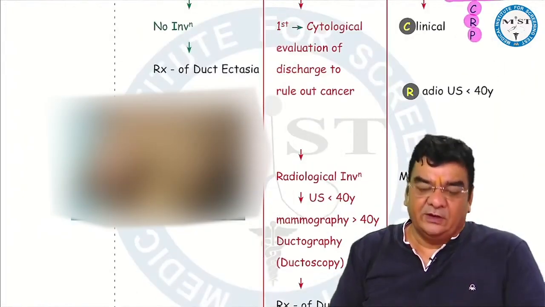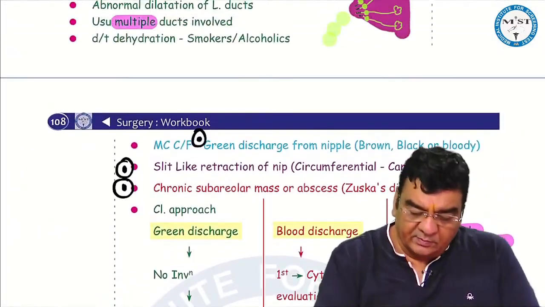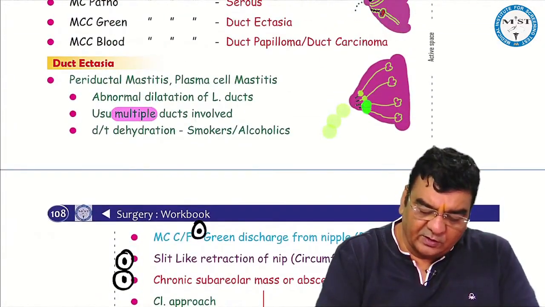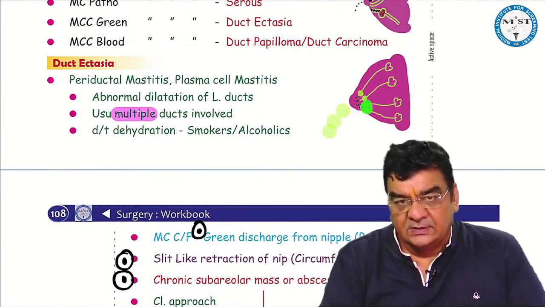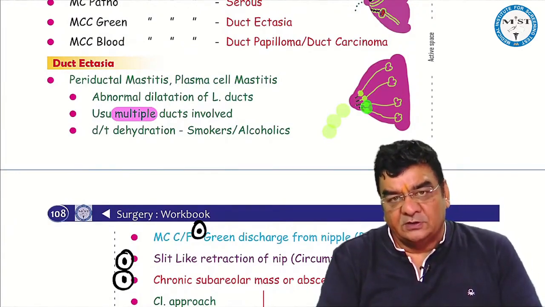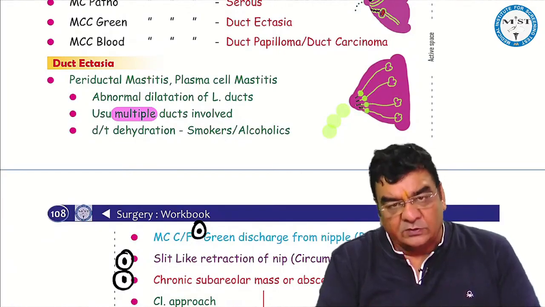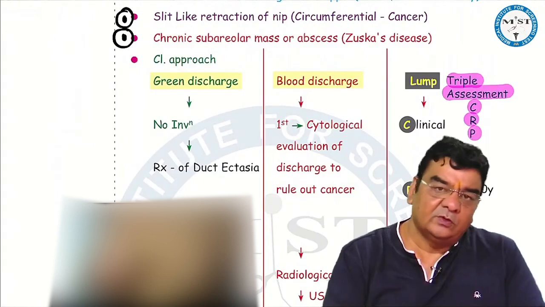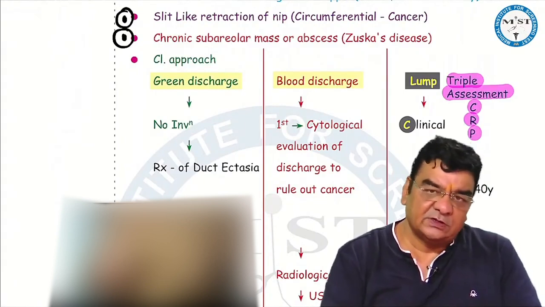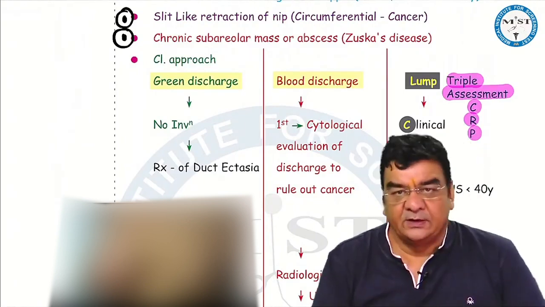In breast cancer or ductal cancers, there is circumferential retraction of the nipple. Because of stitches, there can be a chronic subareolar mass, which is called Zuska's disease. Now, depending on how the patient presents, we approach accordingly. If there is a green discharge, no other pathology presents with green discharge, so the diagnosis is clear. No investigation needed, go ahead with the treatment.